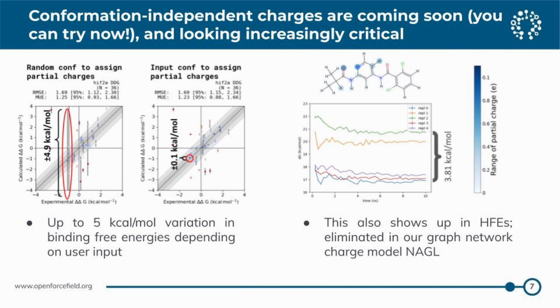So some other cool things you're going to hear about. One is that we've observed big problems with the choice of partial charges, or how a user provides a conformer, impacting the charges, which impact binding free energies by up to about 5 kcal per mole. And so you're going to hear about how we can fix that with graph network charges and what other great things that's going to do for you.